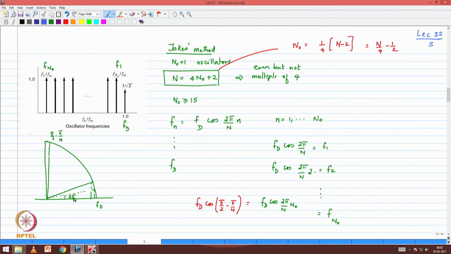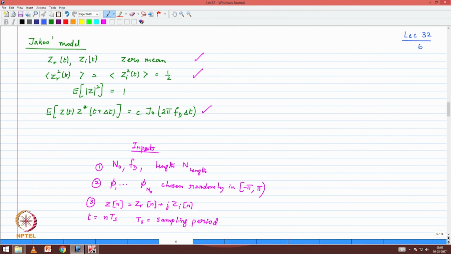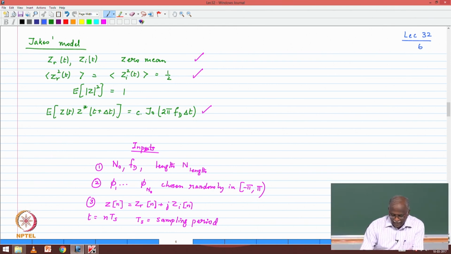So if you think of it as a quadrant of a circle, then the one that corresponds to the x-axis corresponds to the maximum Doppler, and then all of the other oscillators are evenly spaced in that region. The Jakes model satisfies the properties of zero mean, a complex Gaussian random variable having unit variance, and the appropriate autocorrelation function.